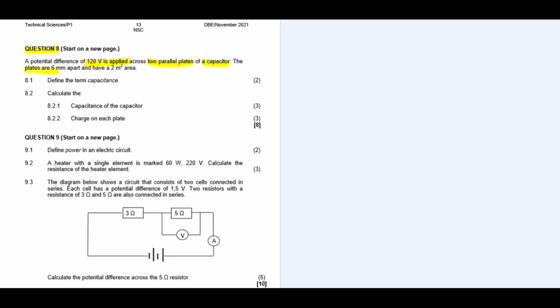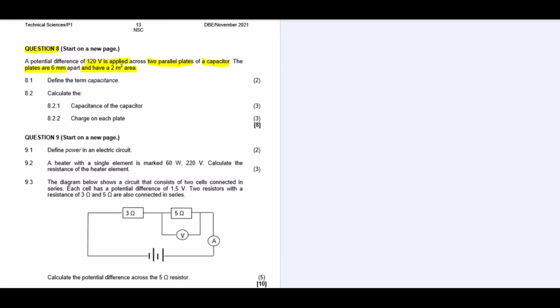So the plates are 6 millimeters apart and have a 2 meters squared area, right? That is the area of the capacitor, that is the area of the plate. And these are the two parallel plates of the capacitor, so a potential difference is being applied there, right?